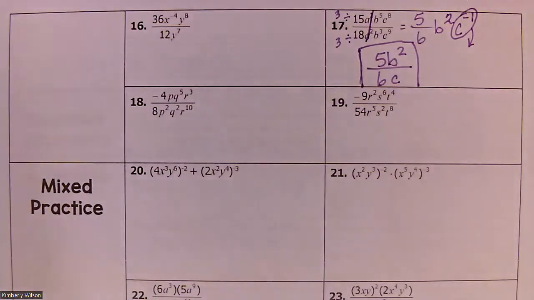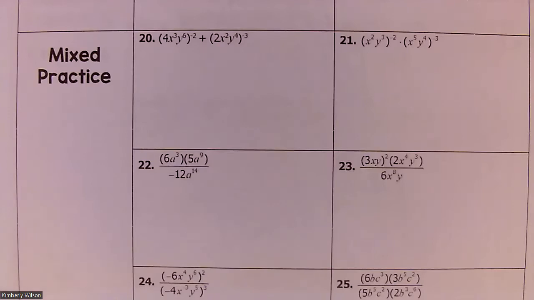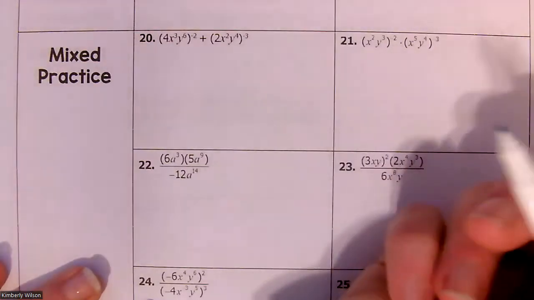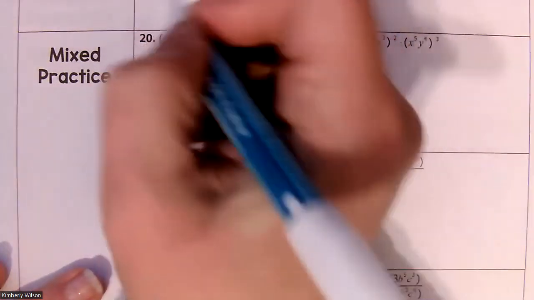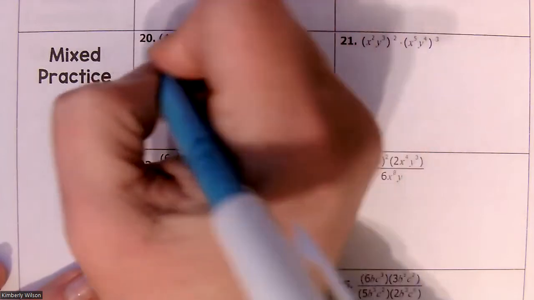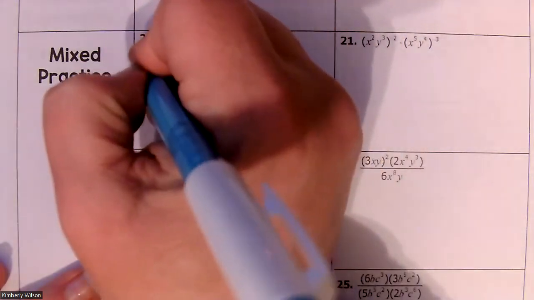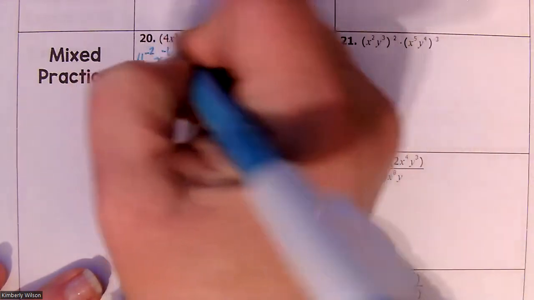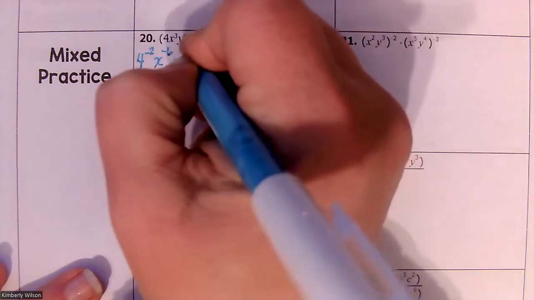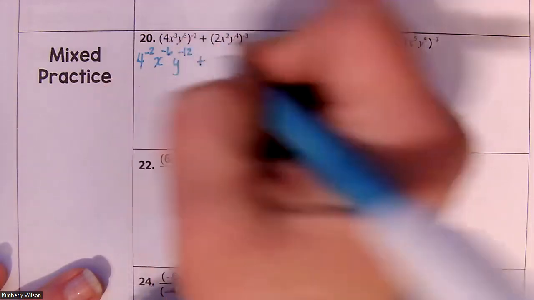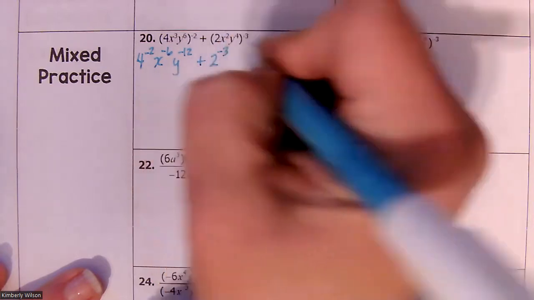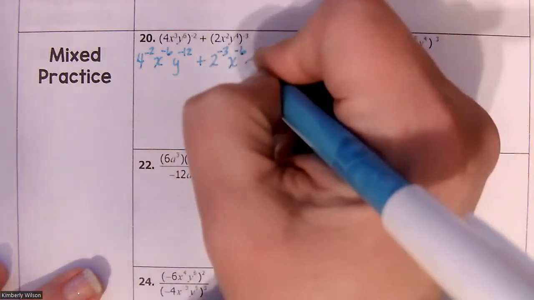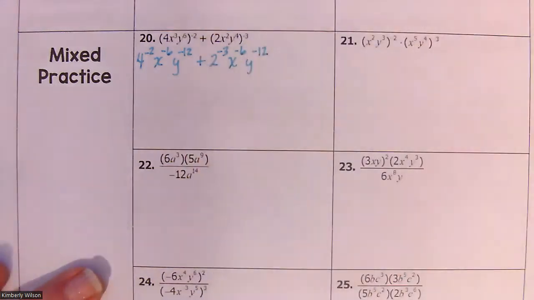Okay, number 20. Okay, so now we've got the power to a power, and then we're adding in addition here. Okay, so I'm going to have 4 to the negative 2. So that's going to give me 4 to the negative 2. Then I'm going to have x to the negative 6, y to the negative 12, plus 2 to the negative 3, x to the negative 6, y to the negative 12.